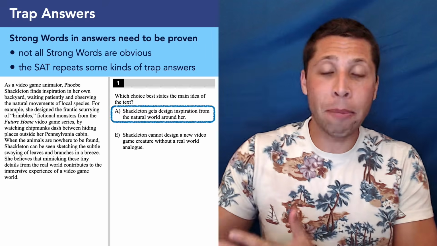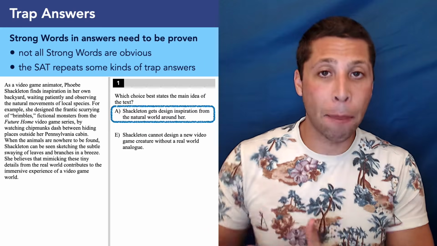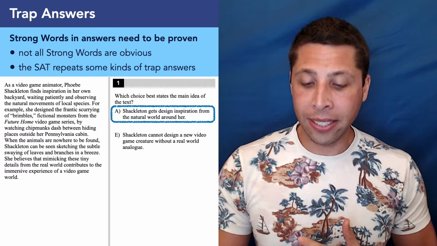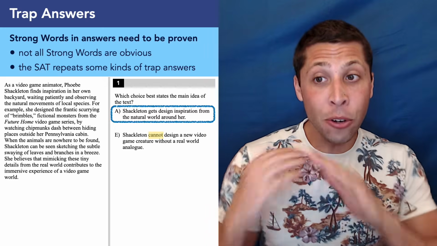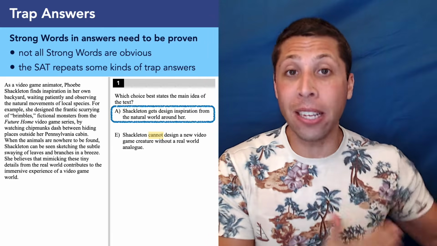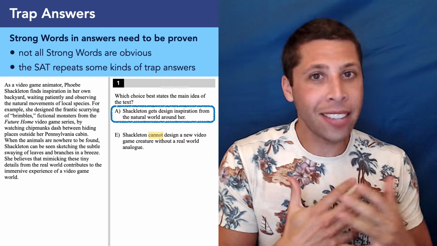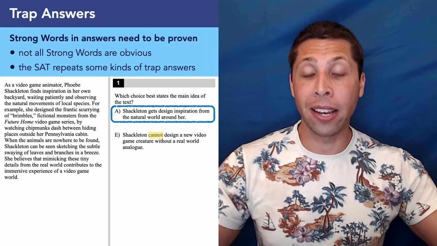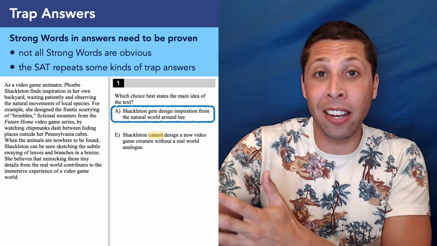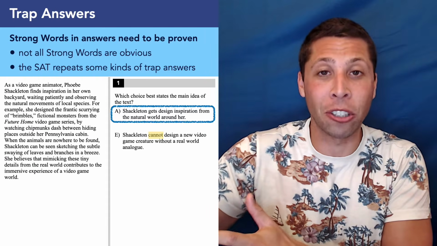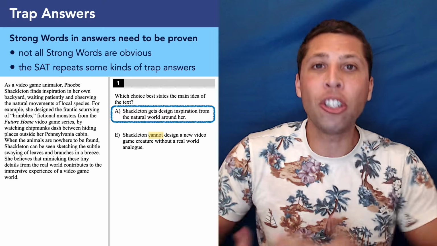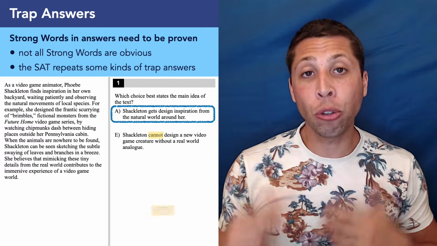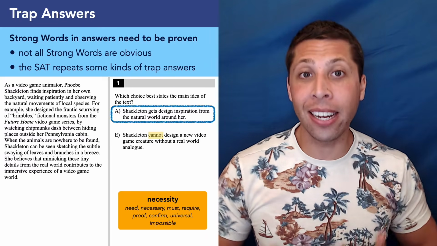Well, again, all the examples that we get in this passage have to do with her copying something in the real world. But to say that she can't design a new video game creature without there being some real world thing, that's a big leap. That's a very strong claim that would need to be supported. Just because she does occasionally design some creatures based on real world things doesn't mean that she always has to do that. So choice E is adding in this idea of necessity.